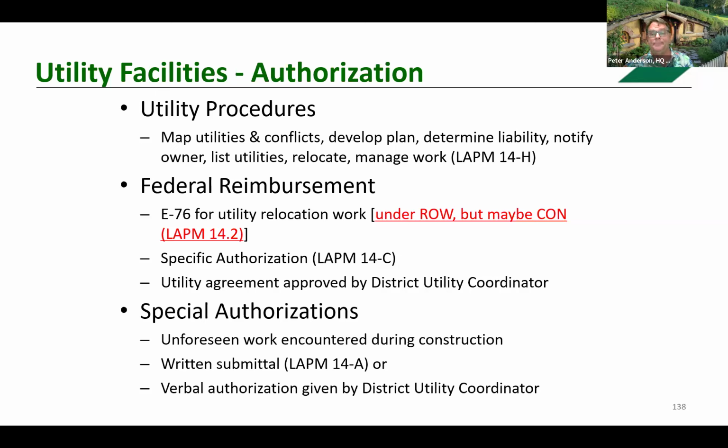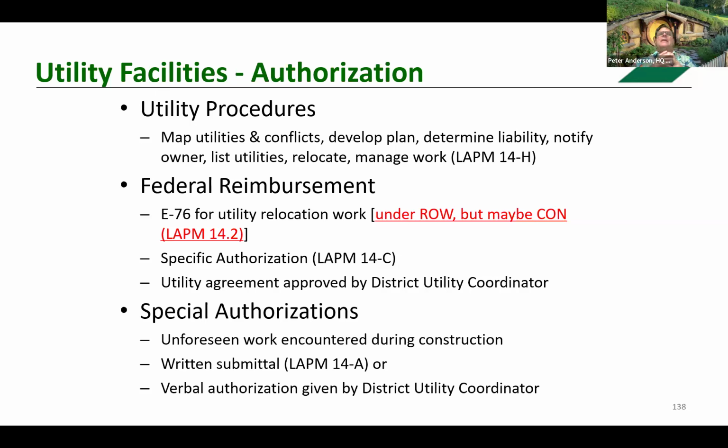And occasionally, if you're working construction, unforeseen utilities are discovered during construction. Then it's a matter of obtaining written or verbal authorization. The local agency must furnish a written submittal to the DLA confirming that the information contained is fully documented for the relocation plan. So it's just working with the utility coordinator to get this approved.